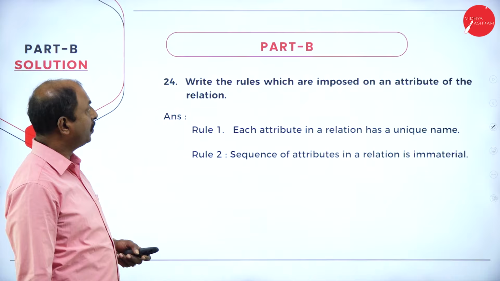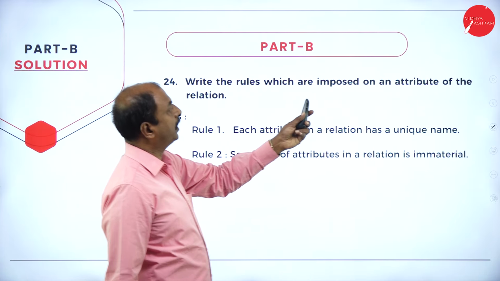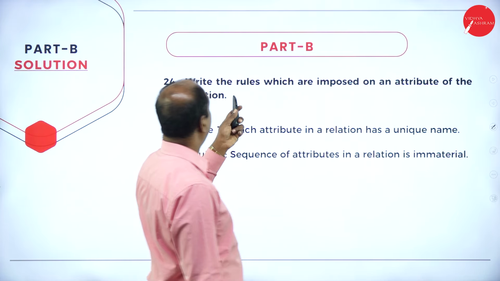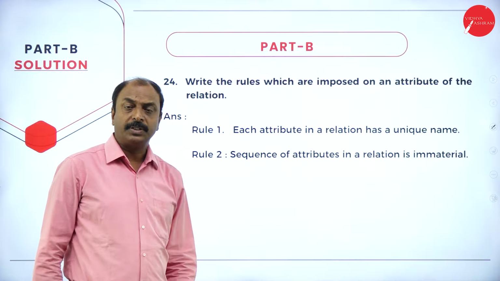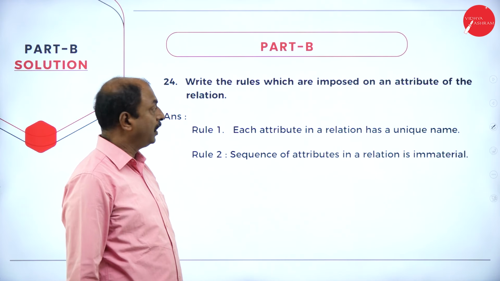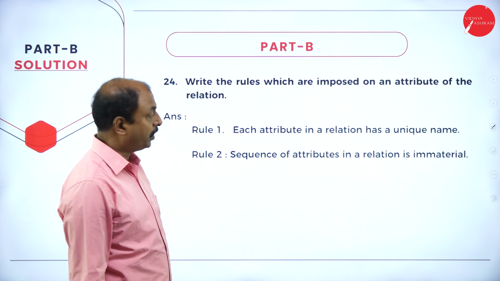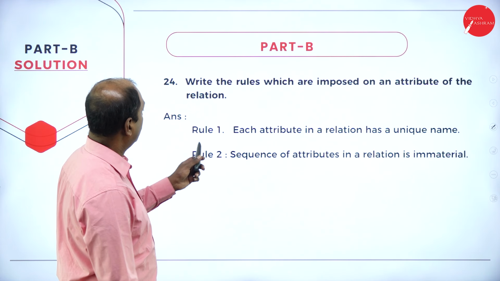Next one is 24th: write the rules which are imposed on the attributes of a relation. So you know an attribute is nothing but a column in a table. So what are the rules to be followed or imposed? Here there are 2 rules.